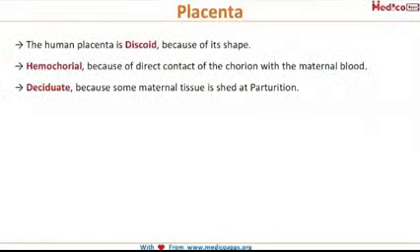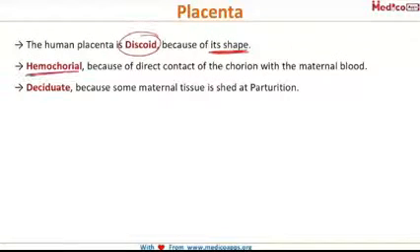Now, there are three very important words associated with human placenta. And what are they? The human placenta is discoid in shape. Second, it is hemochorial because of direct contact of the chorion with the maternal blood. That is, in the intervillous space we know the maternal spiral arteries are there. So here the chorion is in direct contact with the maternal blood.